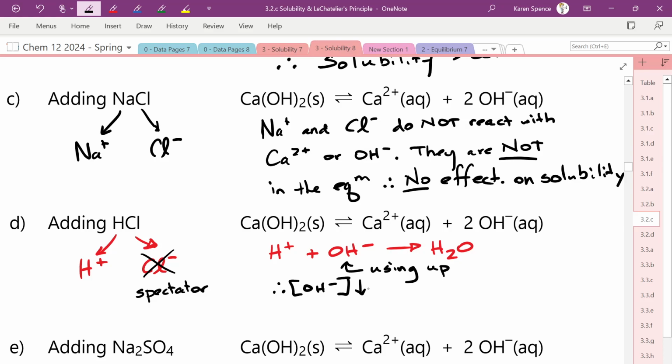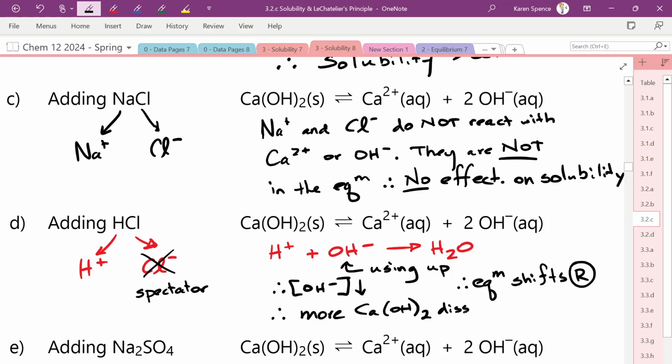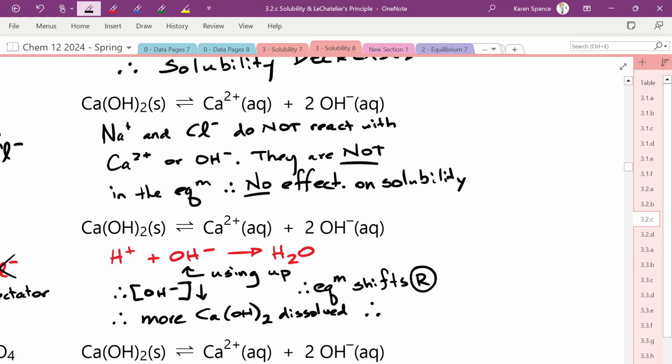And if hydroxide ion concentration decreases, which way will the equilibrium shift? And therefore, do we have more or less calcium hydroxide dissolved? More Ca(OH)2 dissolved. And therefore, what has happened to the solubility? Solubility has increased.